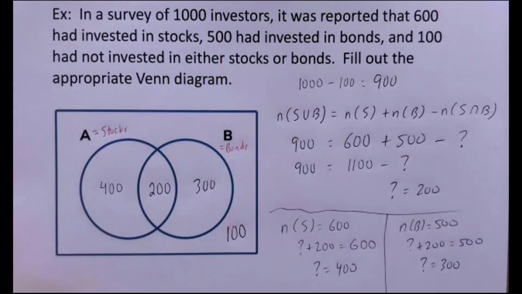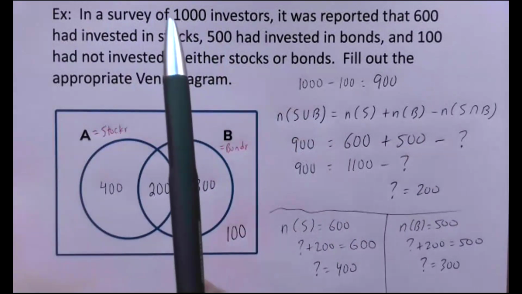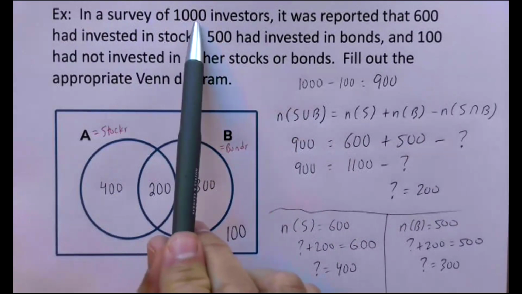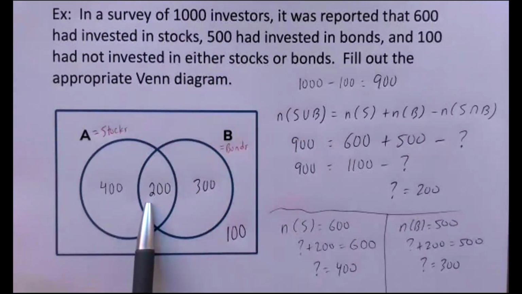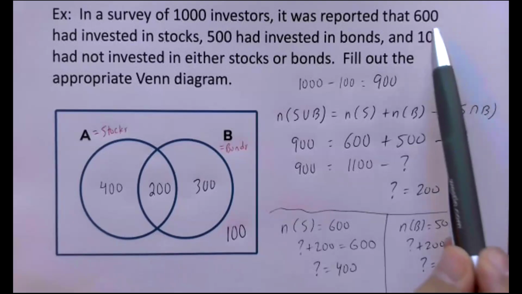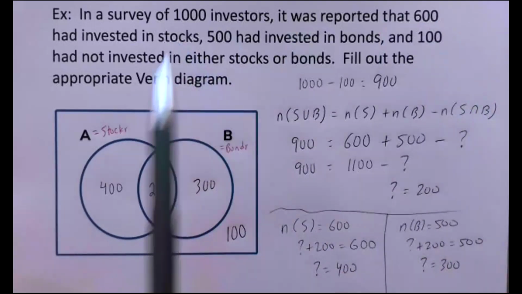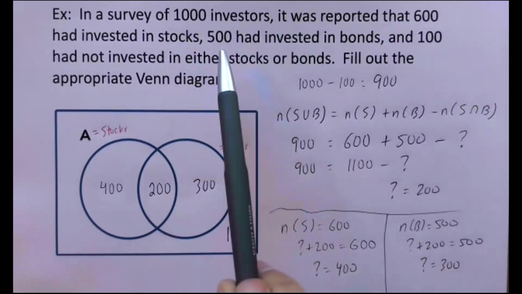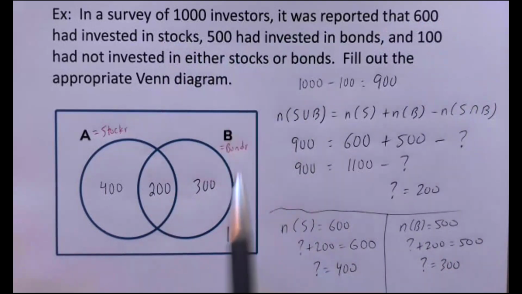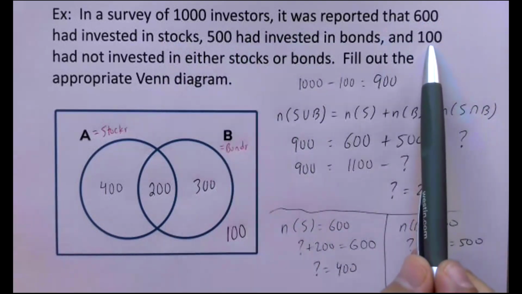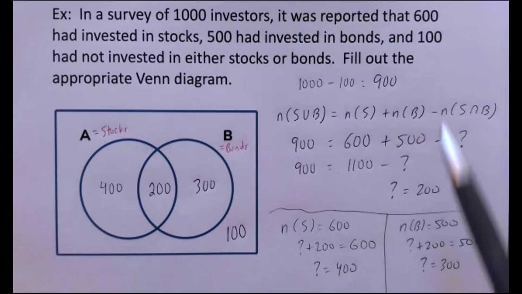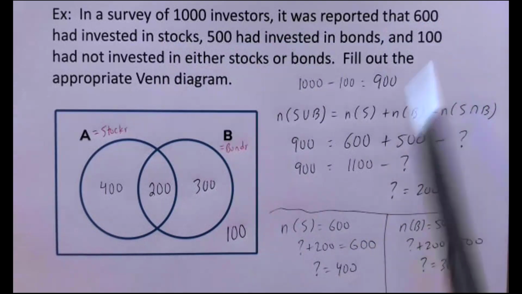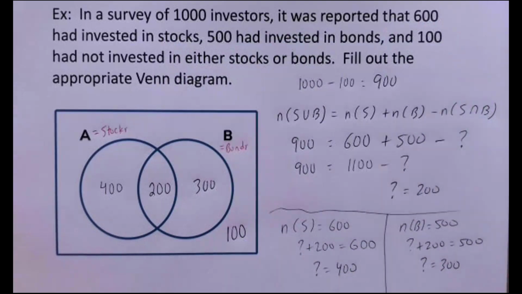Notice everything is accounted for. It says there's supposed to be 1,000 people total. 400 plus 200 plus 300 plus 100, that's 1,000. It says there's supposed to be 600 in the stock circle. 400 plus 200, that makes the 600. It says we're supposed to have 500 in the bond circle. 200 plus 300 makes that. And finally, there's supposed to be, I'm sorry, 100 outside of the circles, and there is.